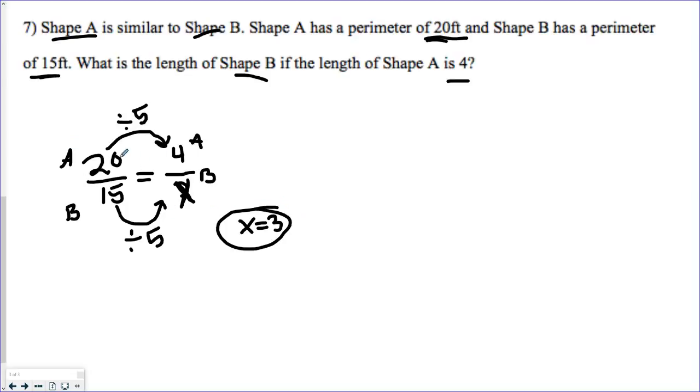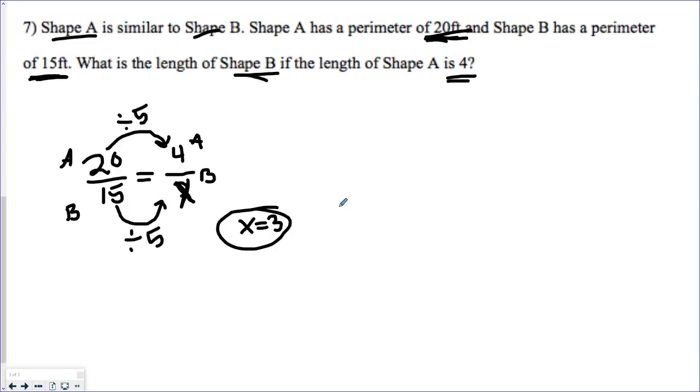If you didn't know that trick, you could always just cross multiply, 20 times x, 4 times 15, and then solve it from there. But oftentimes there will be that trick that you can use to help you out. But again, set up your base fraction first using the two that you know, and then set up your second fraction by using the ones that you don't know, and then solve for the missing variable there.